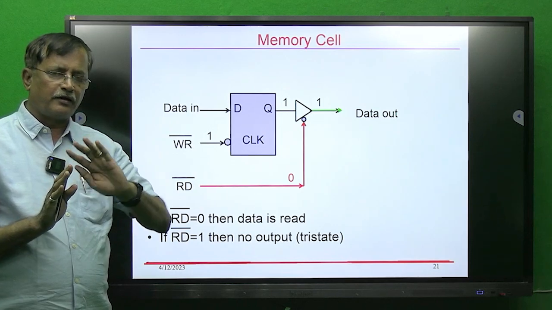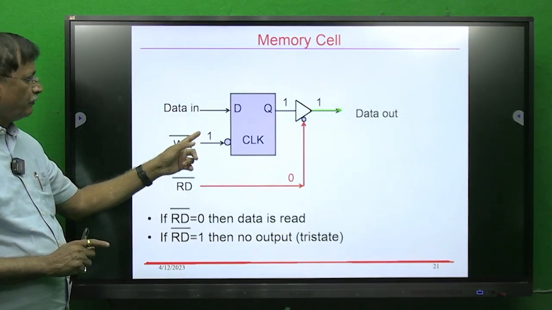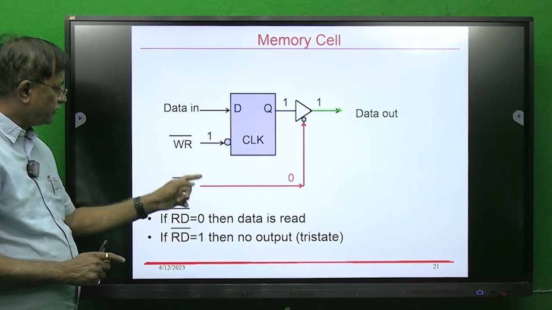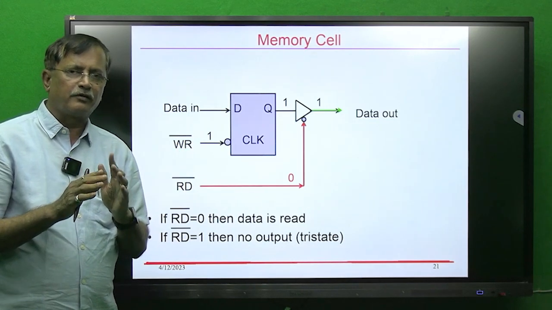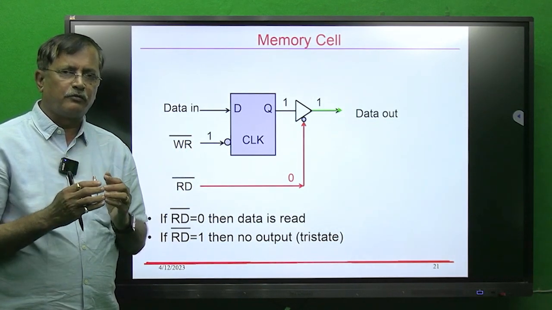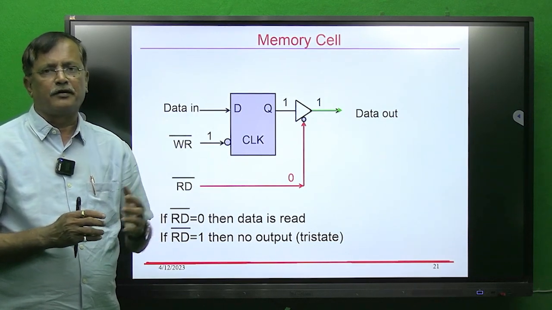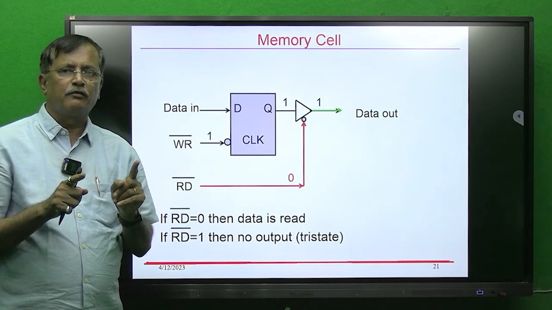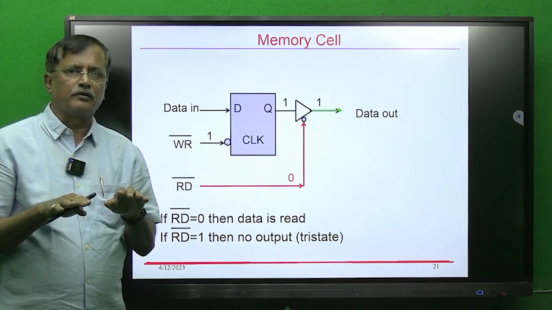From the processor, data can be stored into memory when the write signal is 0. When the write signal is 0, that time the read signal is 1. And when the read signal is 0, that time the write signal is 1. Because the processor will perform either operation. Either the processor will be reading data from memory, or the processor will be writing data into memory. So both signals will not be active. Only one signal will be active, either the write signal or the read signal. And both are active low signals.